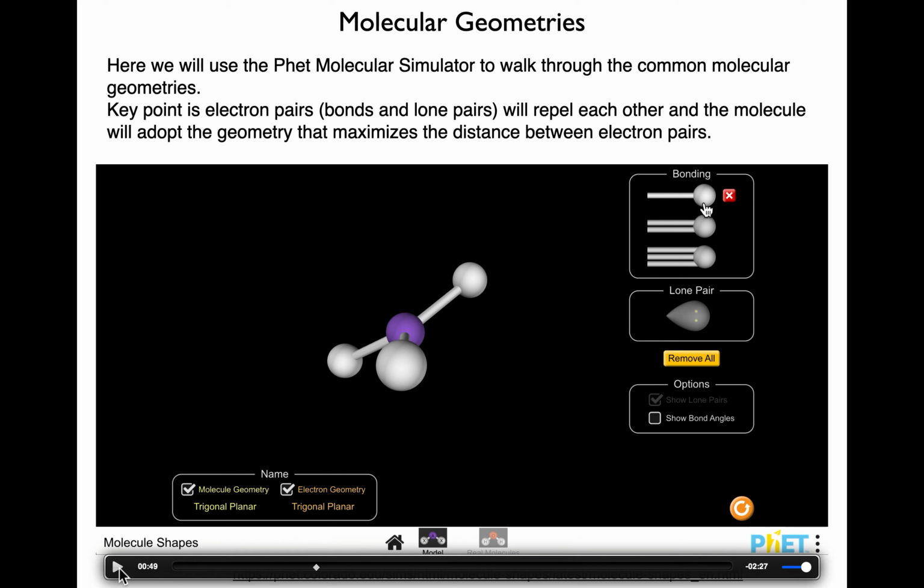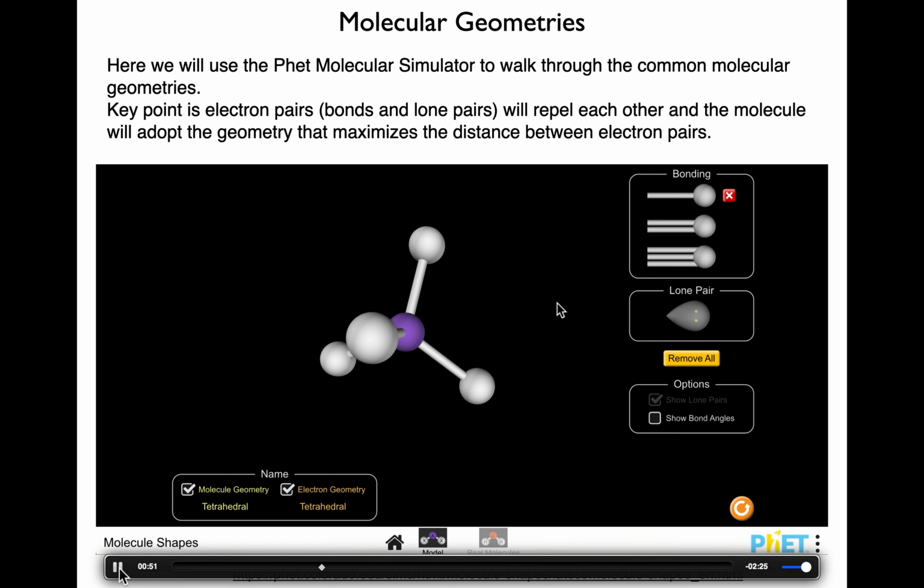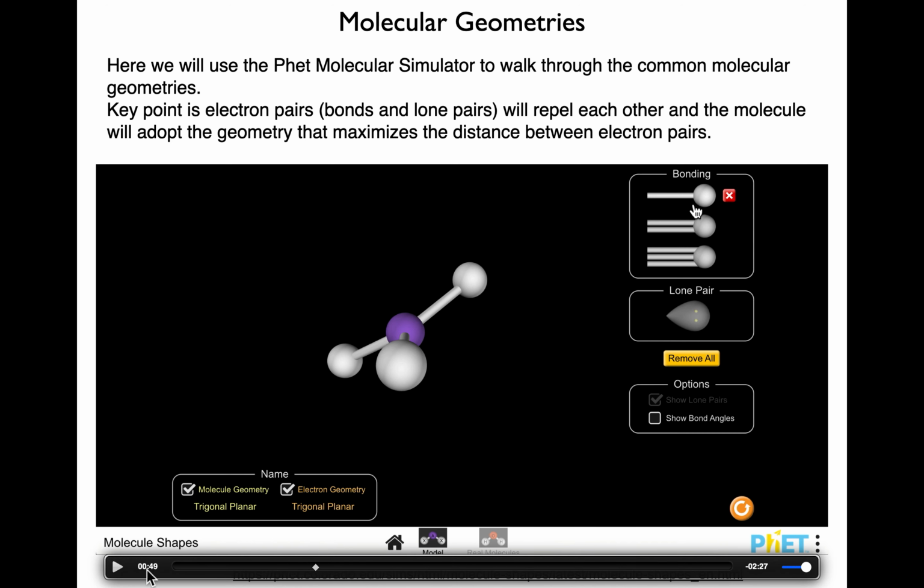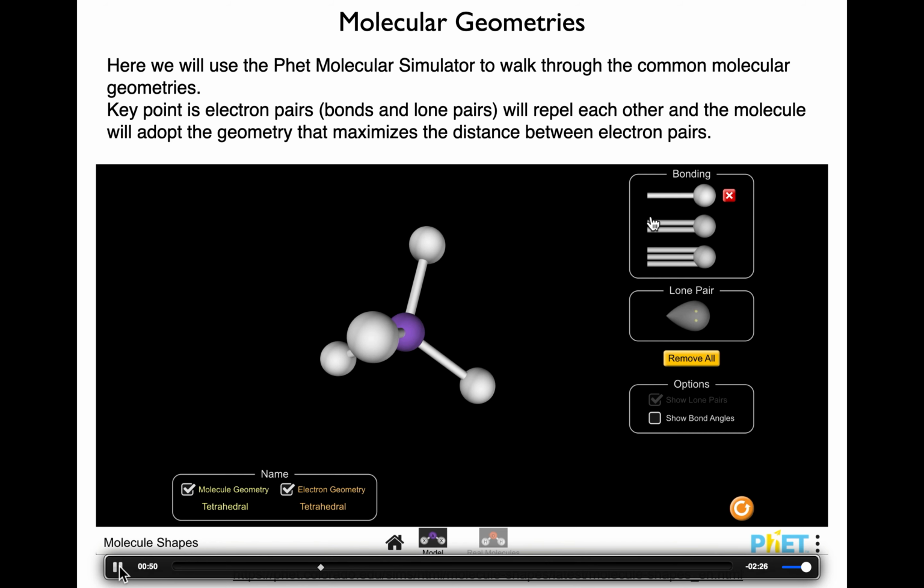Okay, so we're going to go ahead and add a fourth covalent bond and watch what happens to the geometry as we add that fourth covalent bond. We can do this again if you want. All 3 outer atoms are in a plane. We add that fourth, and now we've destroyed the plane of atoms.